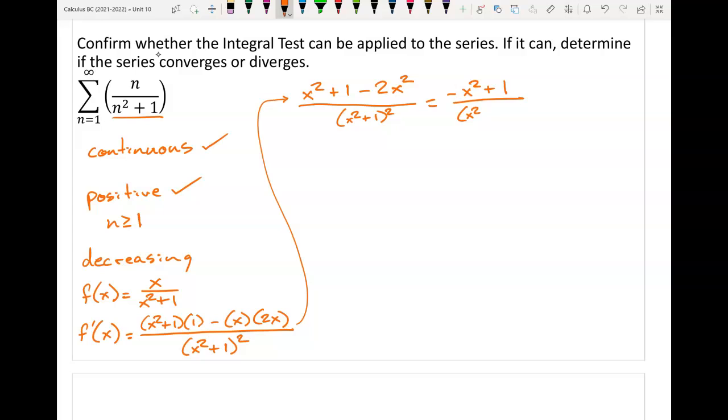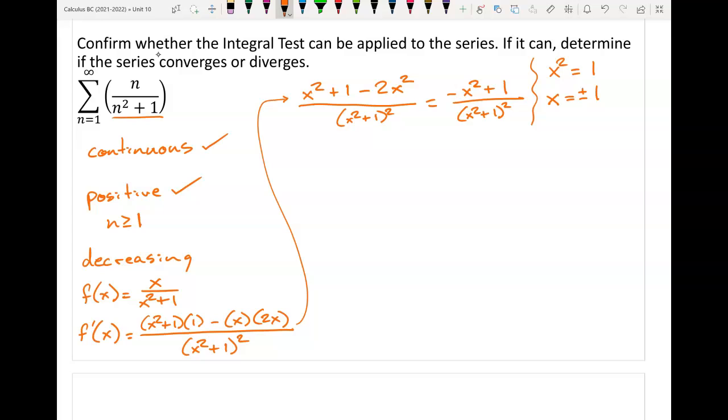So I need to look at critical points. Is the denominator going to give me any critical points? I can't set that equal to 0 and get anything, right? The denominator. So we're just going to look at the numerator. So I have x squared equal to positive 1, right? So where do we have our critical points? Plus or minus 1, right?